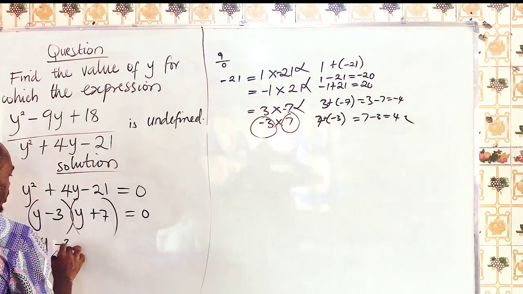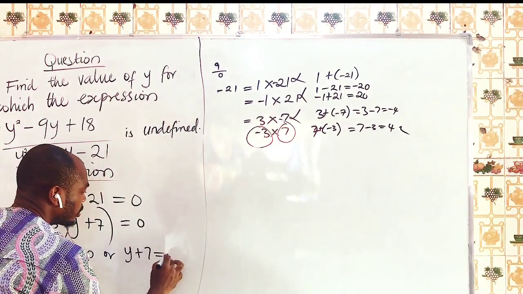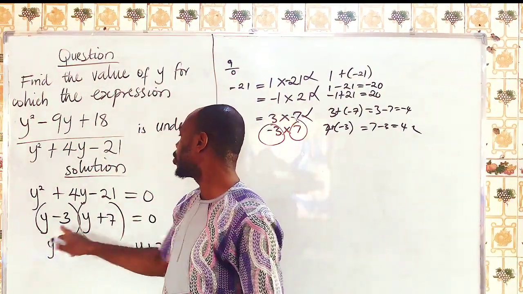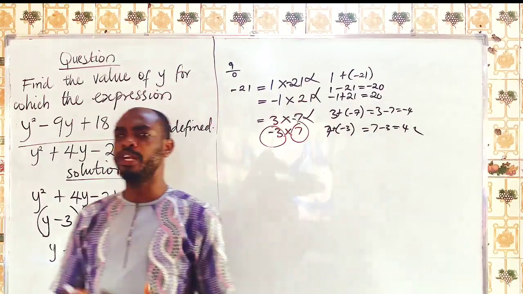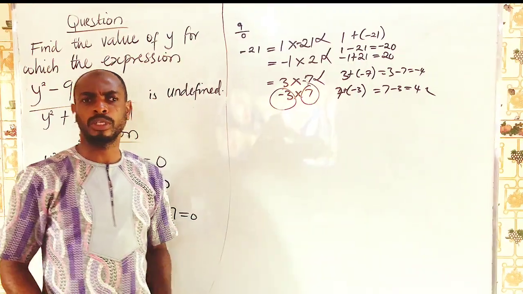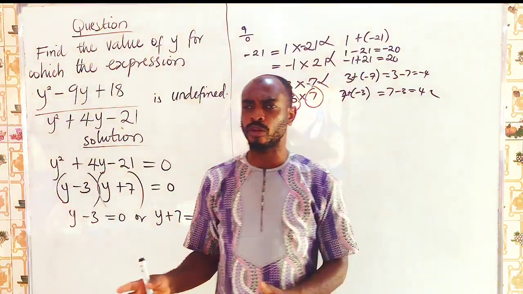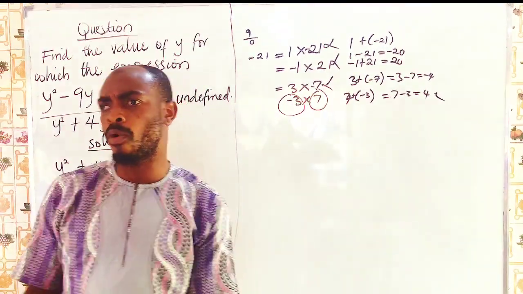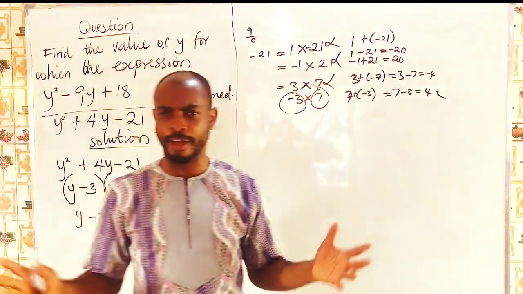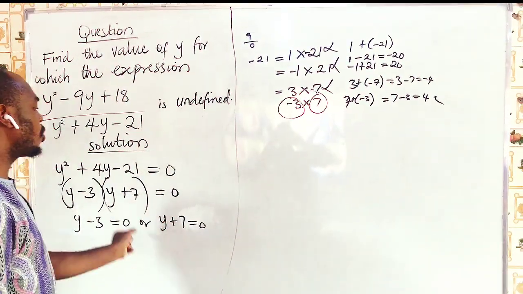Now y minus 3 equals 0 or y plus 7 equals 0. This is what this means: the product of these two brackets equals 0. We know very well that any number times 0 equals 0. So if the product of two numbers is 0, that means either the first one is 0 or the second one is 0 or both of them are 0. So at this point, either the first bracket is 0 or the second bracket is 0.